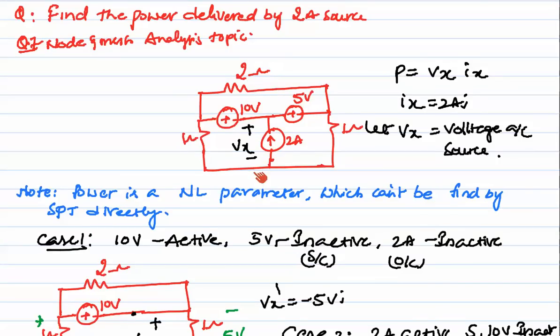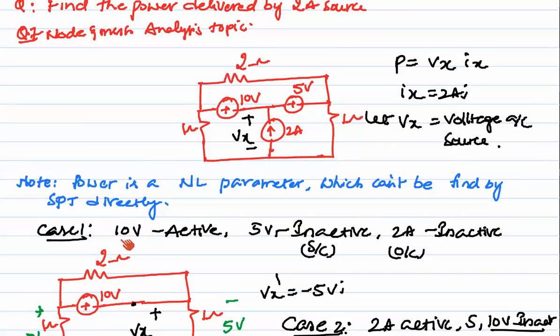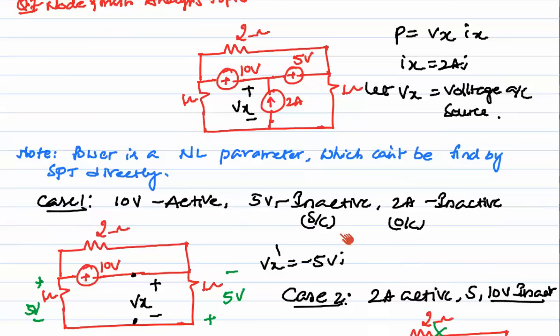In this case we have 3 sources. I will choose the first, 10 volts, to be active, and the remaining 2 sources, the 5 volts and the 2 amps, to be inactive. 5 volts inactive means short circuit, and 2 amps inactive means open circuit. So the 2 amps is open circuited here, and the 5 volts is short circuited here. These are the equivalent representations.